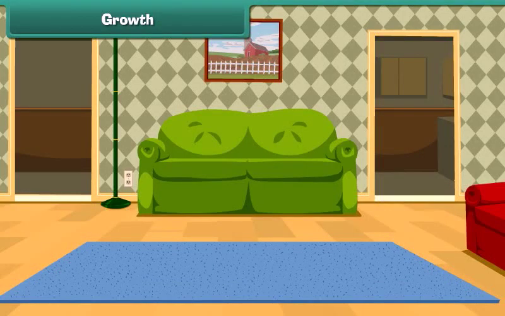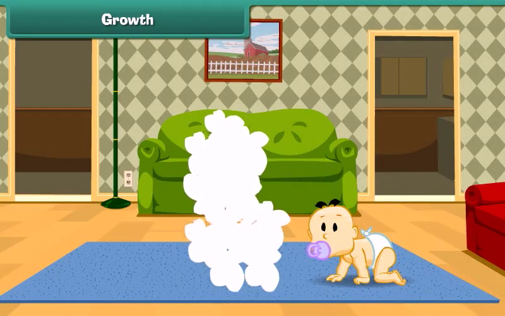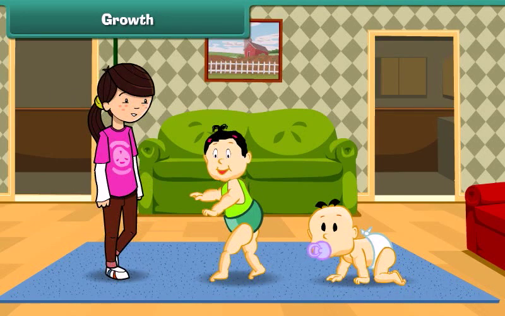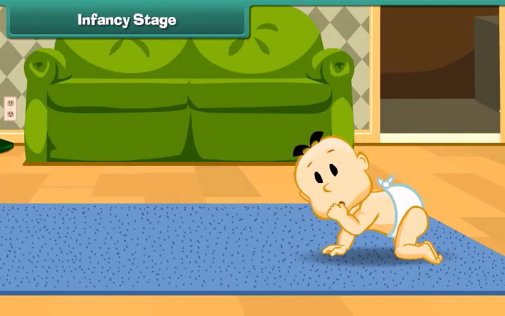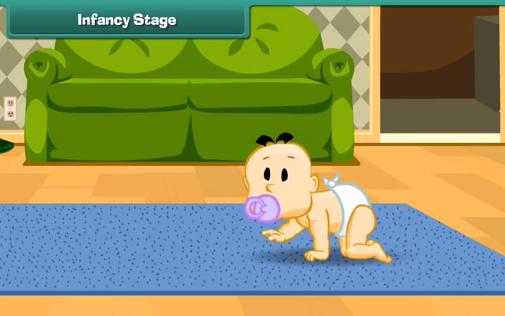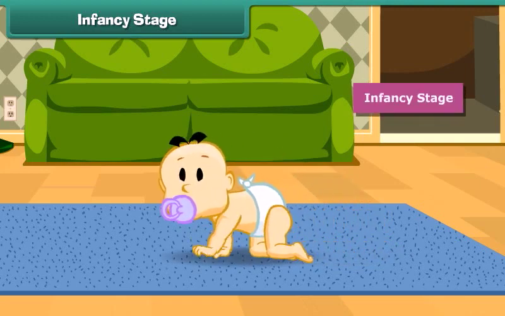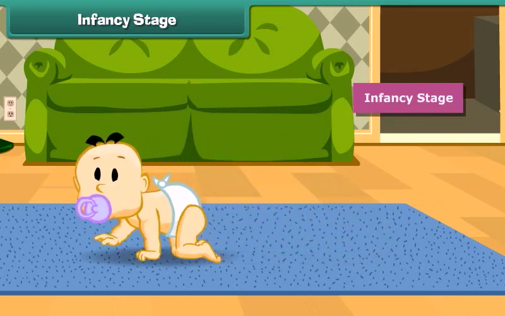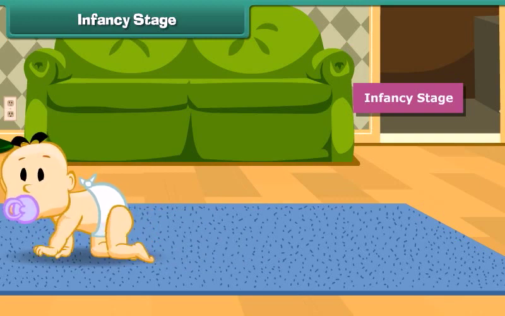As we know, every living thing usually increases in its size. This increment of length or mass, weight, is called growth. Dear friends, do you see the girl here? She is Moni. Do you know that she can crawl but she cannot walk? This is called the infancy stage.